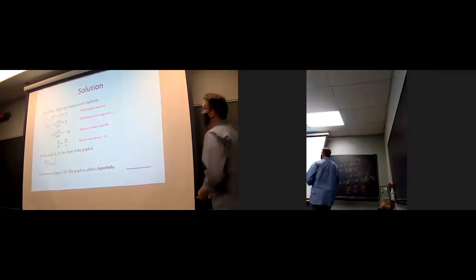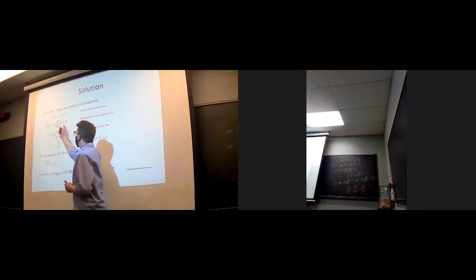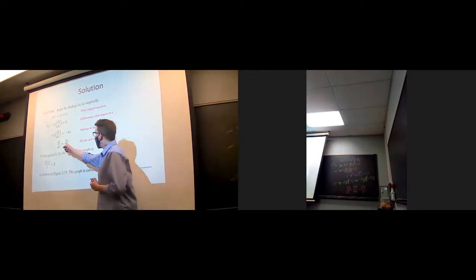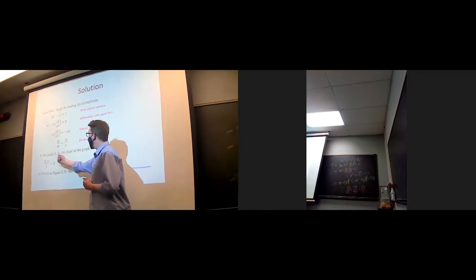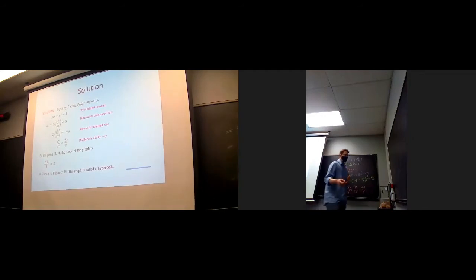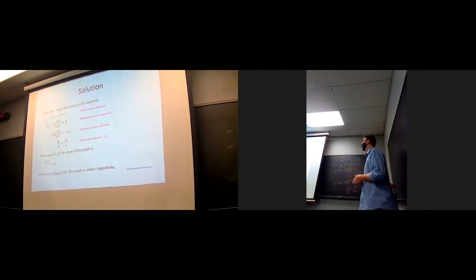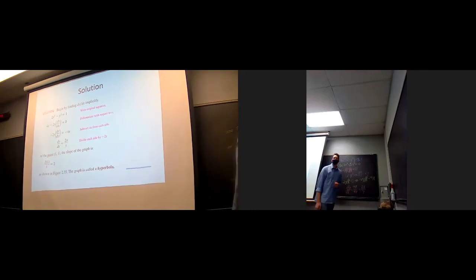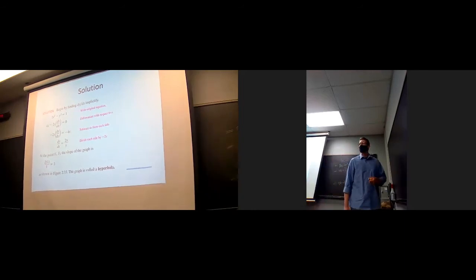So, jumping to the next slide. Going into the process, same idea. They get to 2x over y. Plugging in a point, they get that the derivative at (1, 1) is equal to 2. They also go a little bit further to be extra and explain that this graph is called a hyperbola.